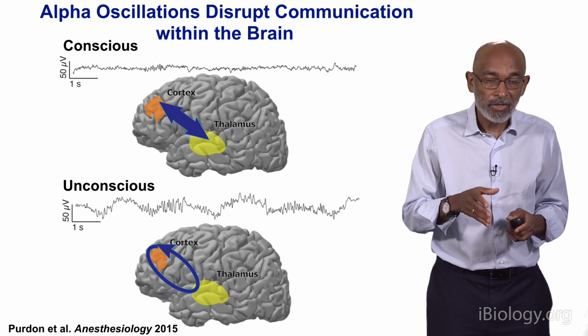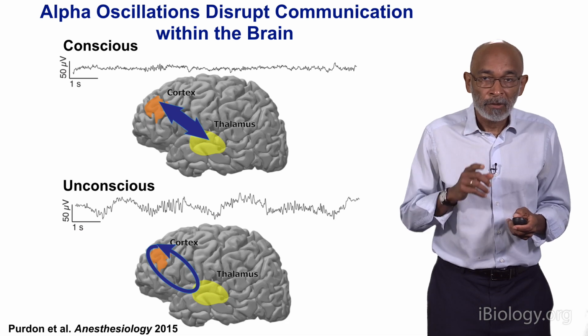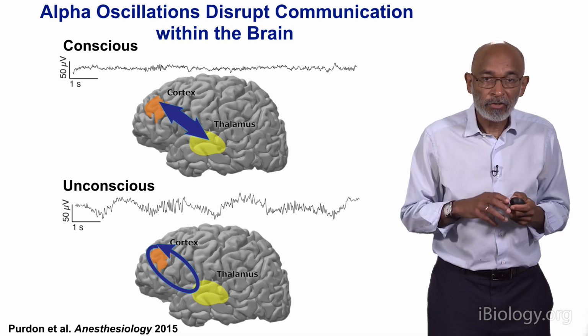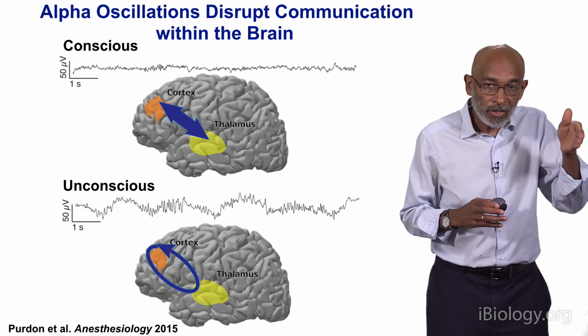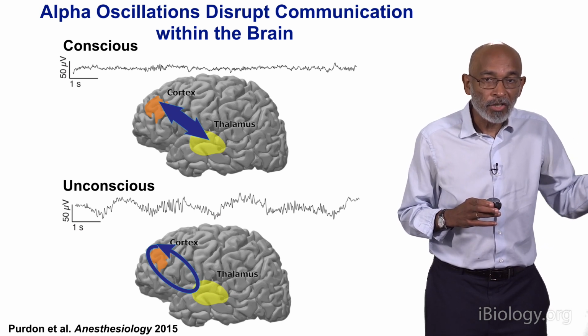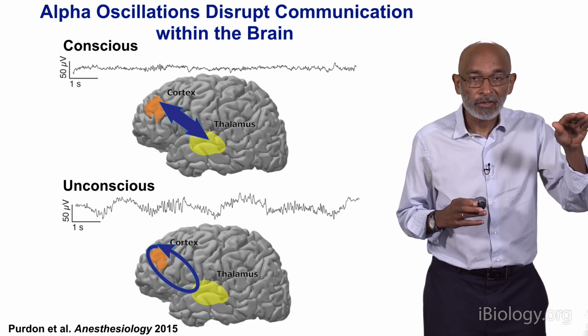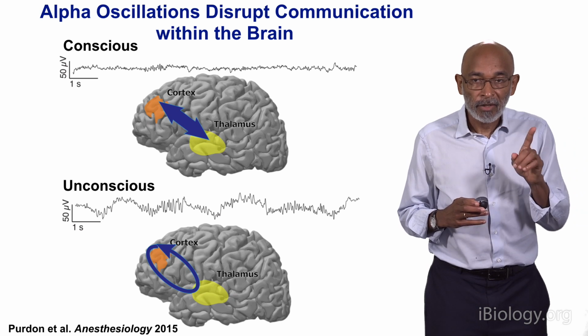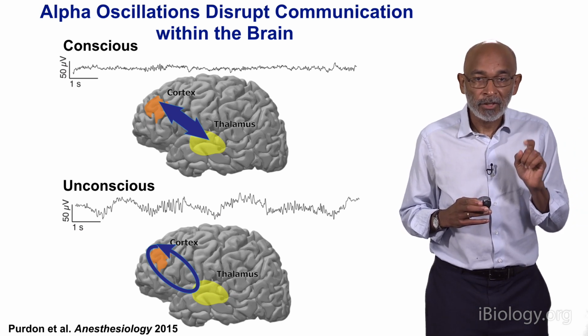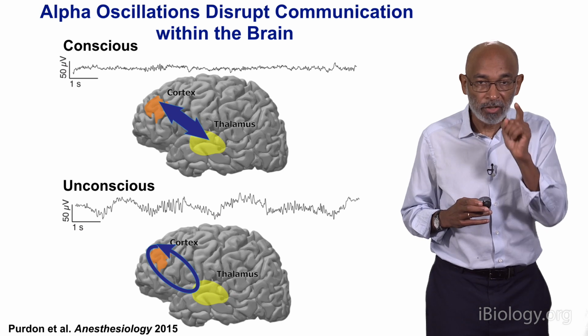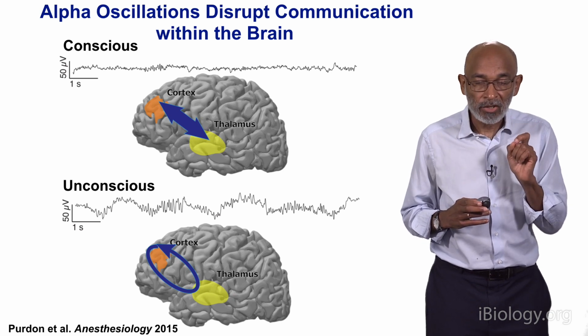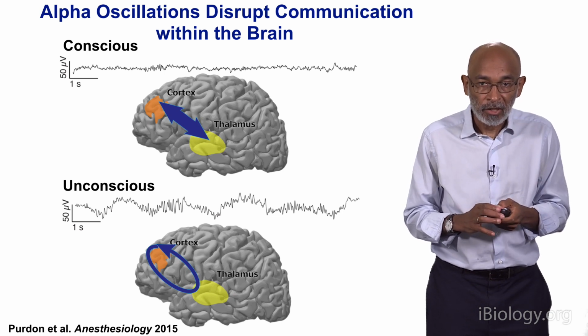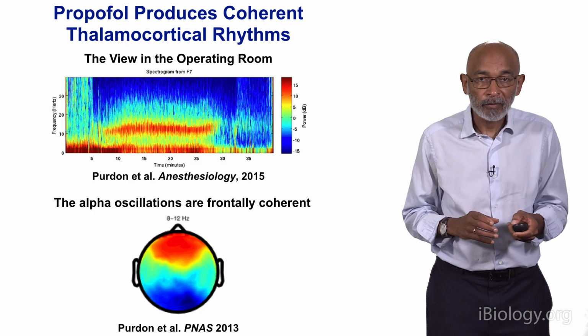All right? So that's what we think is happening. But what's interesting, look at that trace down there. You see the 10 Hz oscillation there, but you also see this large slow oscillation. All right? I didn't explain that. You get two oscillations there with propofol, the 10 Hz oscillation and the slower delta oscillation. Let me talk about that now.